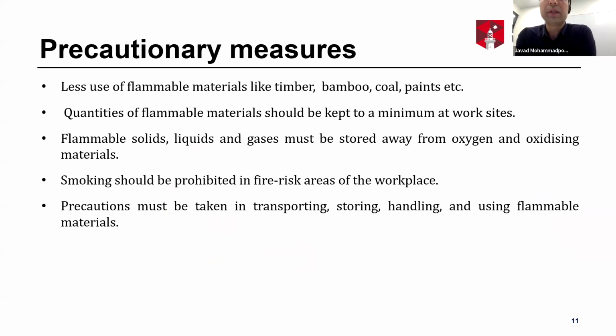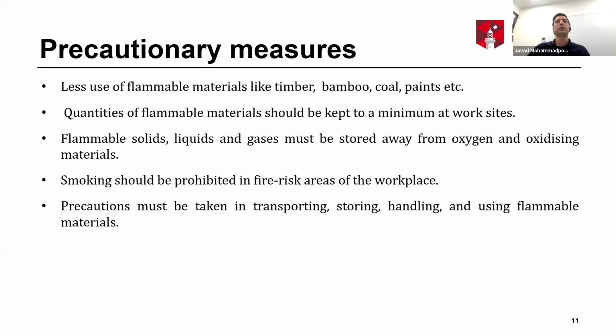So after just introducing the different classes of fire and different stages of fire growth, it's time to talk about the precautionary measures that I initially pointed out. Again, we need just three elements for fire. So let's use up the flammable materials like timber, bamboo, coal, and paint. We can't reduce the risk of fire to zero, but we can minimize it. How? For example, use up the flammable material if you can.